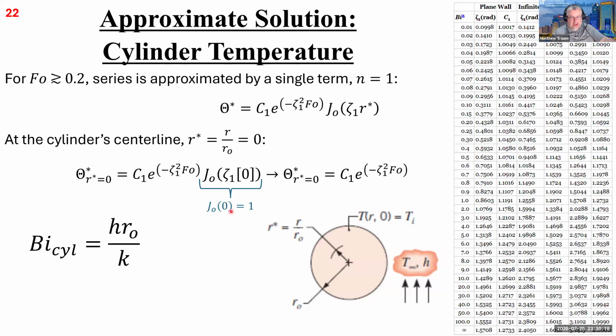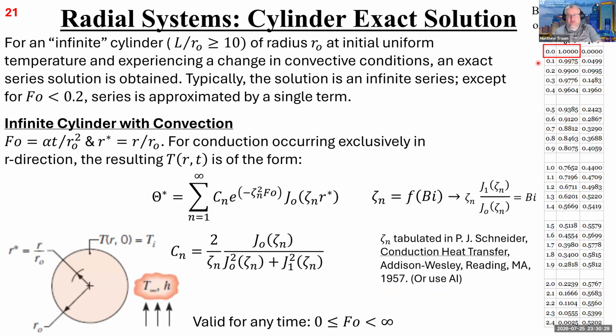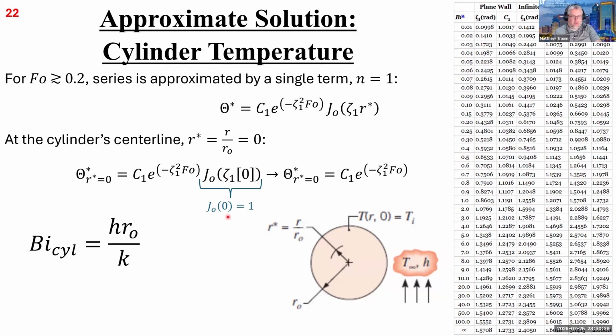And so it turns out that the Bessel function of 0, right? Because zeta times 0 is 0. Bessel function of 0 is 1, right? And that's why I boxed this to point out to you that if you plug in 0 into Bessel function of the 0th order, you get 1, right? So that's where this 1 comes from. And this whole term, just like cosine 0, becomes 1. And then the centerline temperature is just this term all by itself.